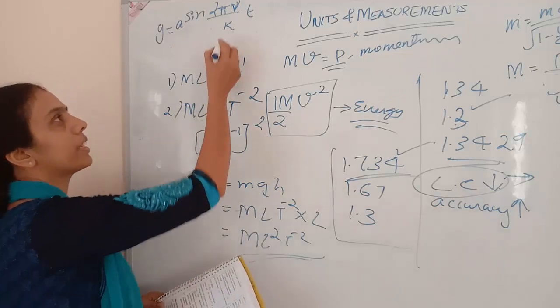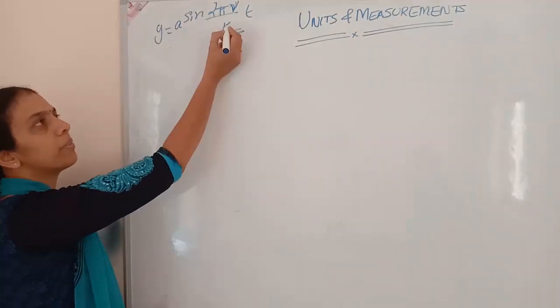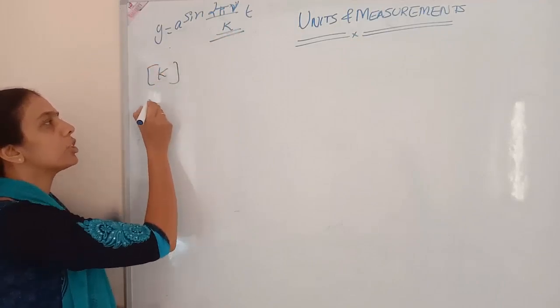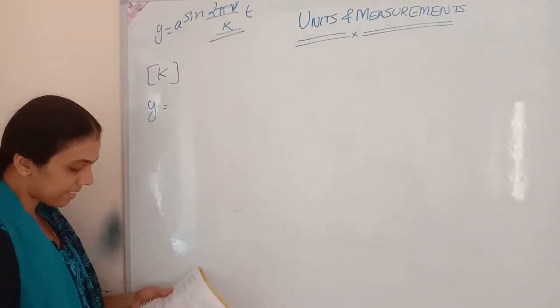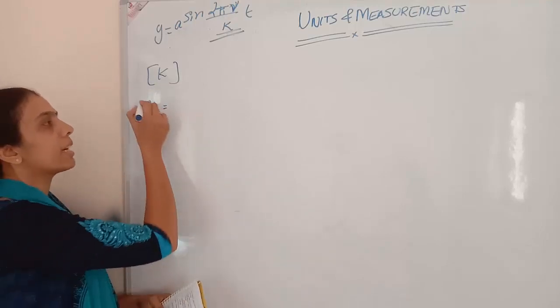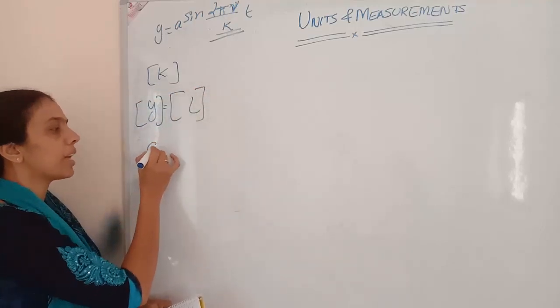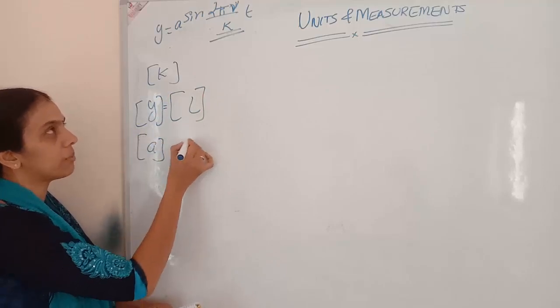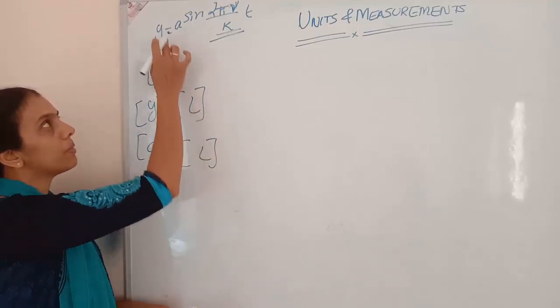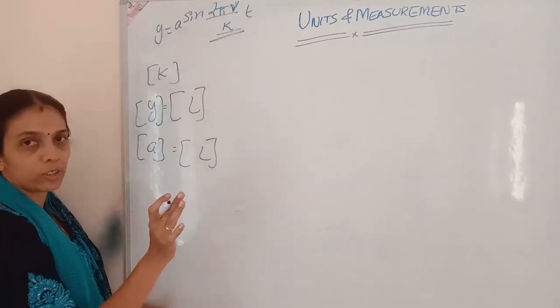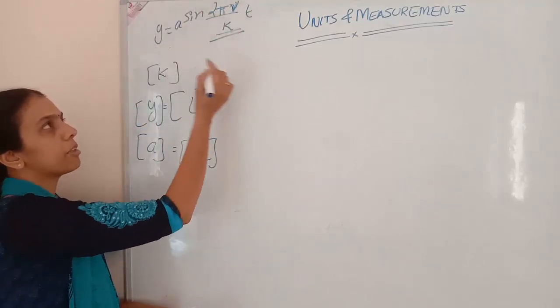Okay, how can we find out the dimension of k? So here we need to find out the dimension of k. Dimension of y is distance, right? Displacement. Dimension of y is L. A is amplitude. The dimension of amplitude will also be L. So we will be getting L equals L. So multiplying by something else is not required, right?